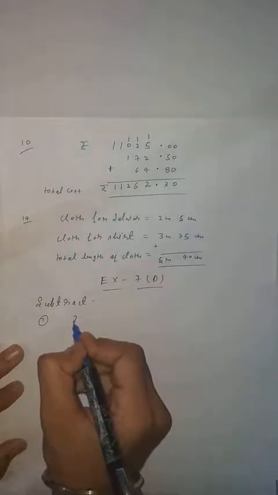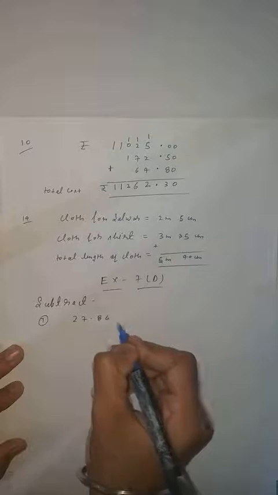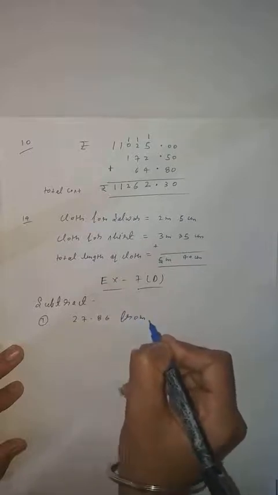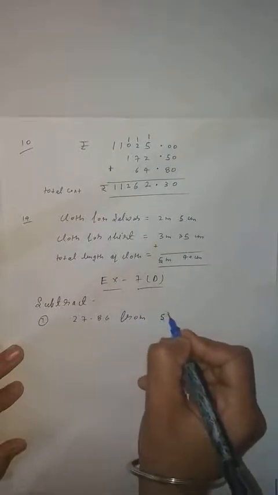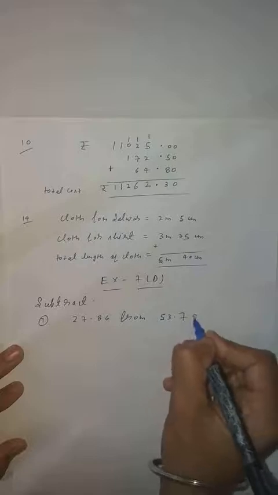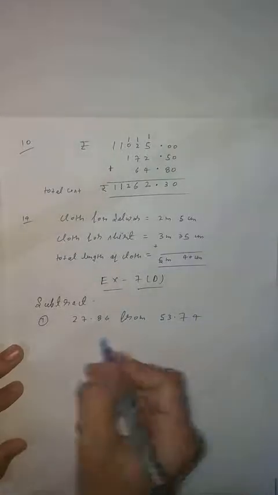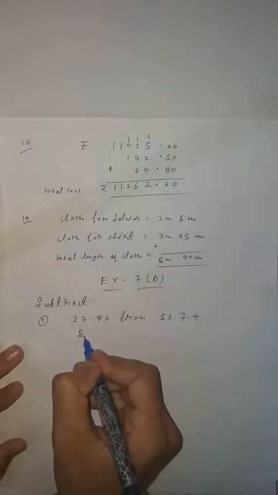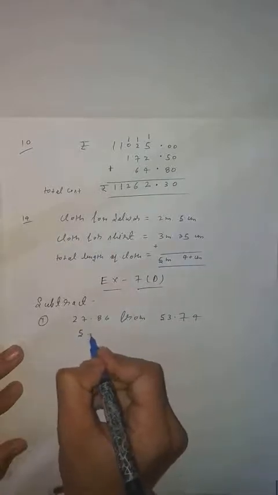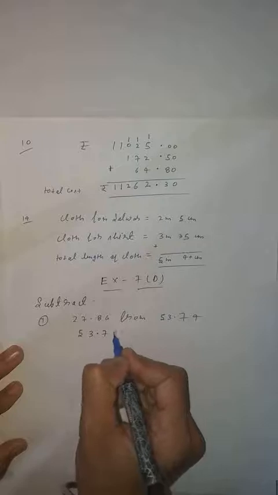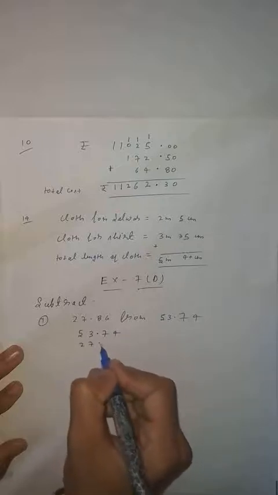Question number 1 is given: subtract 27.86 from 53.74. Clear? Now I explain. From is given, so you have to write down the greater number. So this one is greater because you have to subtract the smaller number from the greater number. So 53.74 is greater than 27.86.